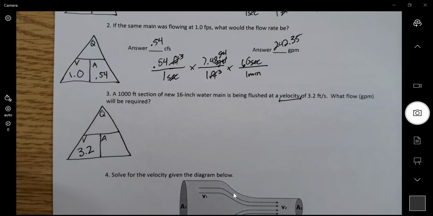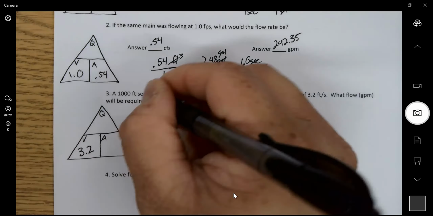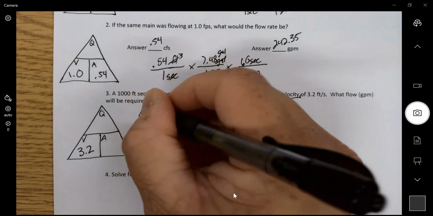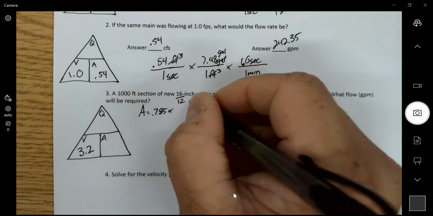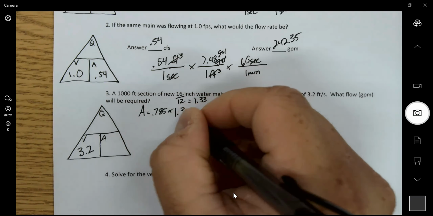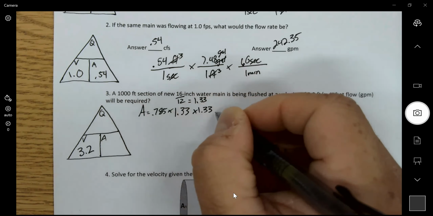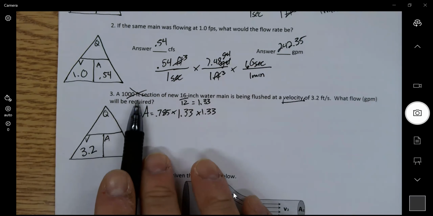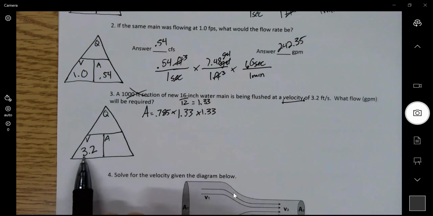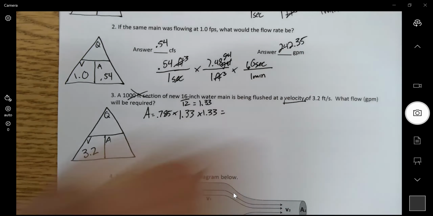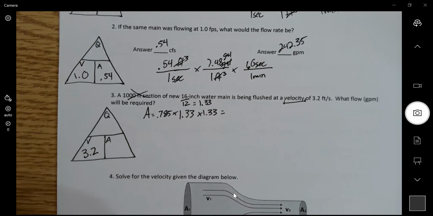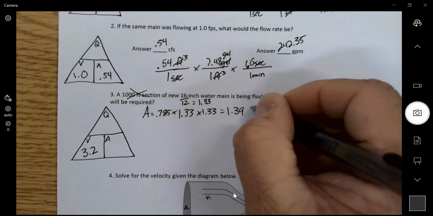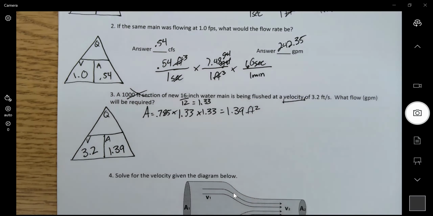A 1,000-foot section of 16-inch water main. Well, it says it's 16-inch diameter, so I can use that to determine my area. First thing is divide by 12. Area equals 0.785 times, well, 16 divided by 12 is 1.33 feet. Do I need 1,000 foot? I do not, because 1,000 foot would be used for volume. V here stands for velocity, not volume, and we already know it. It's 3.2. So I have to figure out my area here. And this comes to 1.39 square feet. So 1.39 there.